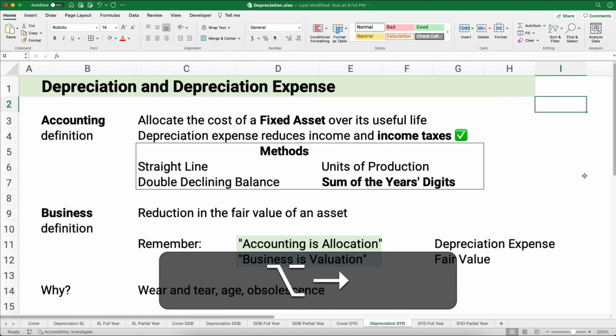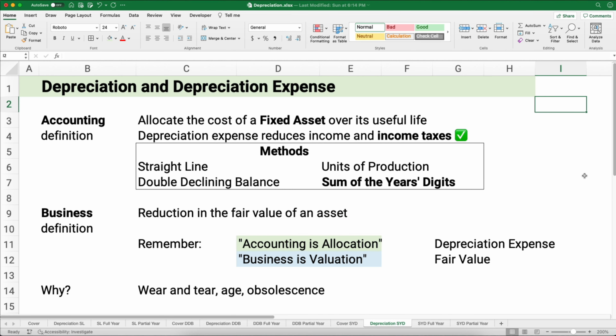So let's talk about depreciation expense just for a minute. The accounting definition is we're allocating cost of a fixed asset over its useful life. So we're trying to figure out the depreciation expense, and that depreciation expense reduces income and income taxes. Now I've done two videos prior to this, one on straight line, one on double declining balance. So this is the sum of the year's digits, one of the methods in depreciation.